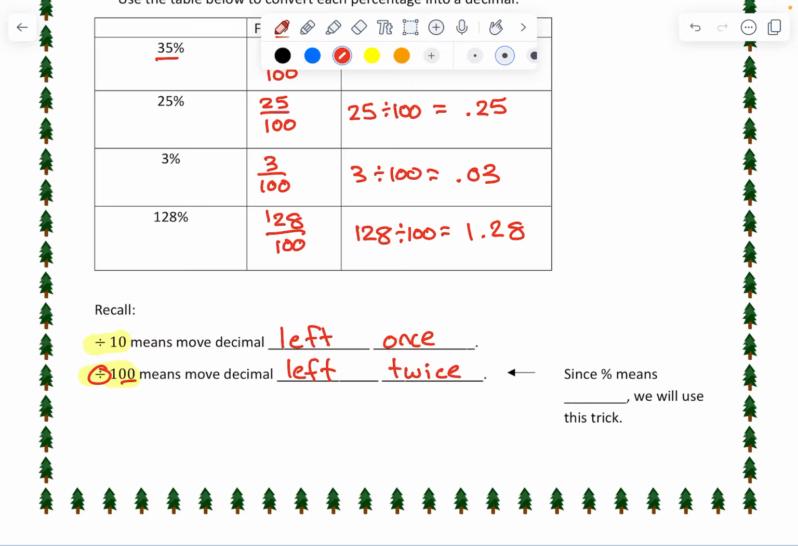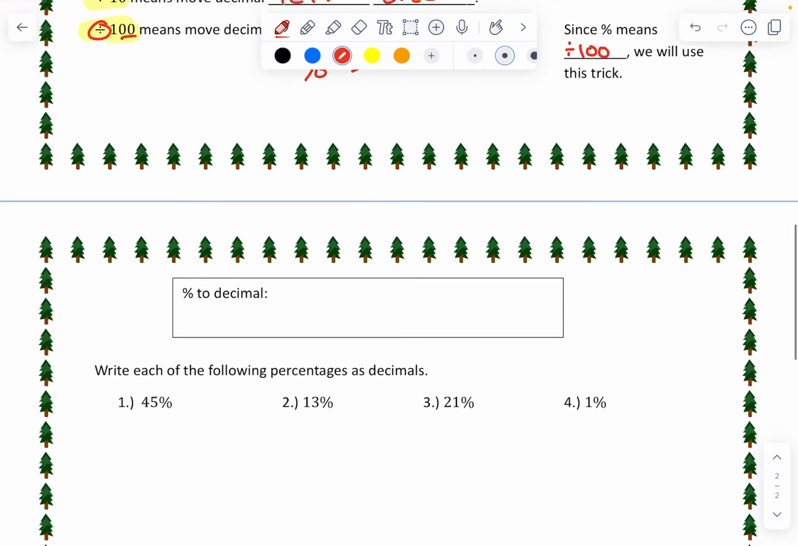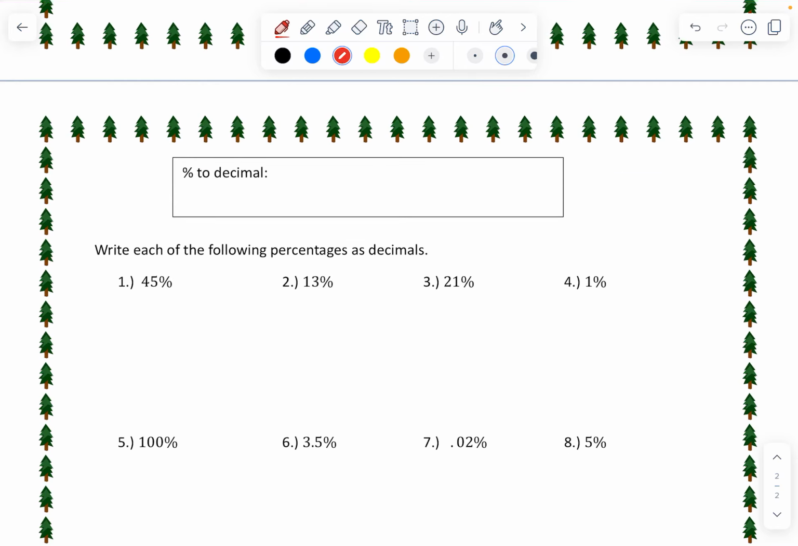And since percent means to divide by 100, we're always going to use this trick right here. So from now on, when you see the percent symbol, if you want to make it into a decimal, you're going to use this little trick. You're going to just move it left twice. That's all there is to it. All right, so I have a little box here for you to help yourself remember without having to dig through your notes too much. To go from percent to decimal, you just move left twice.